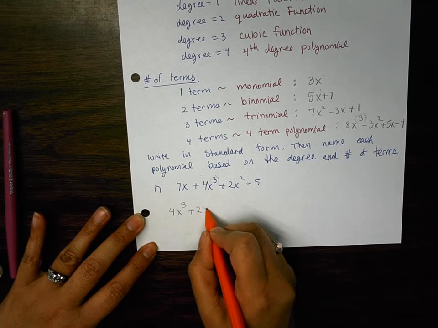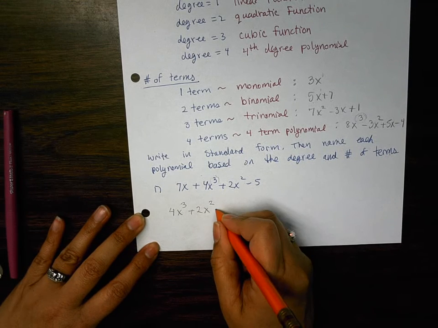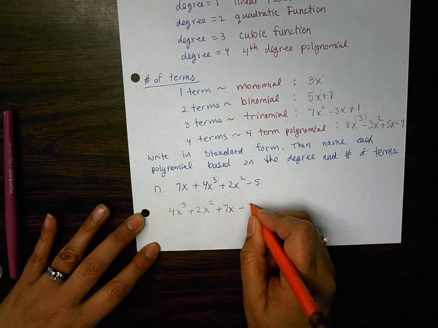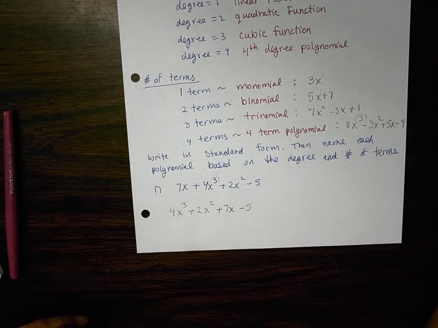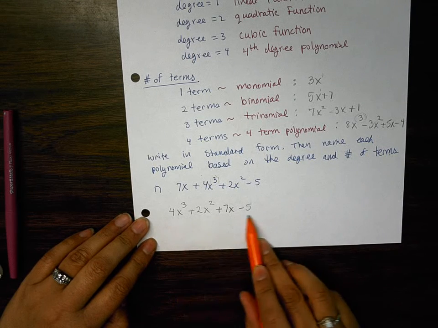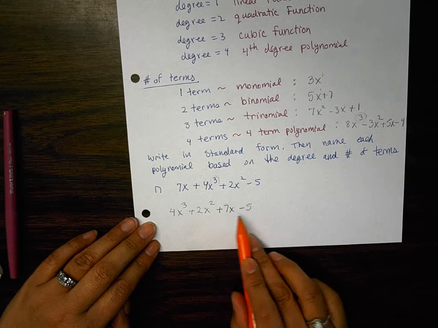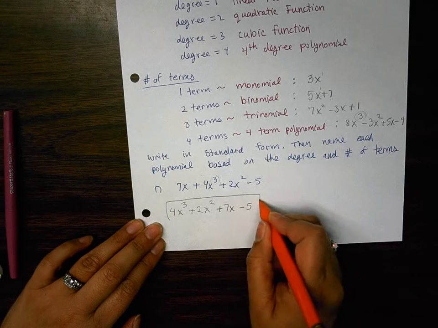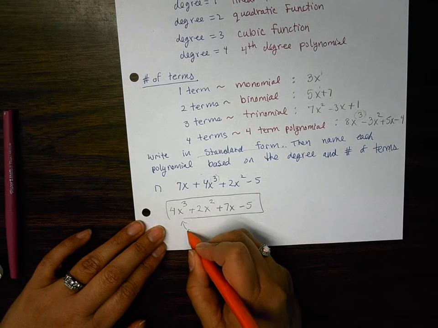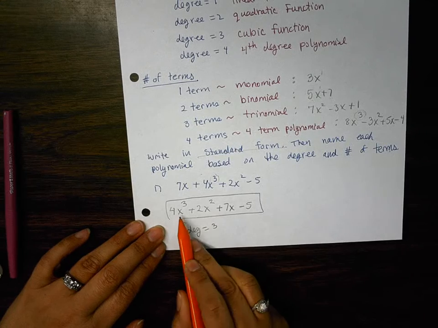What's coming second? 2x squared. The next one? 7x. And then the constant always goes at the end. The constant's the one with no variable attached, or x to the 0 is how you can think of it. How many terms do I have here? 1, 2, 3, 4. This is one answer. This is the write in standard form part. What's the degree? Degree is 3 because that's your largest exponent.